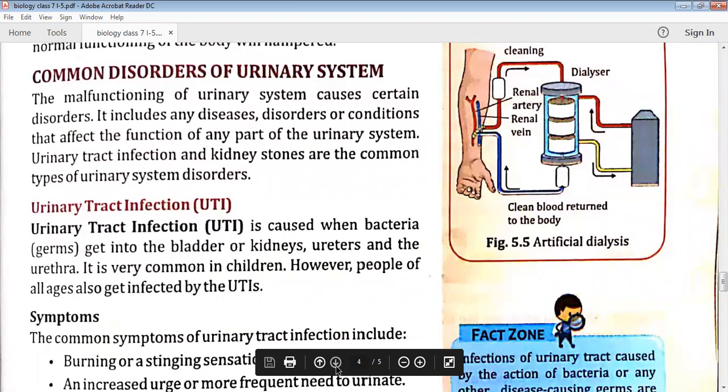It is very common in children. If you urinate in some unhygienic place, then this UTI can occur. Then there are other problems like kidney stones. There are stones in kidneys, which are called पथरी. Now let us see UTI in detail.